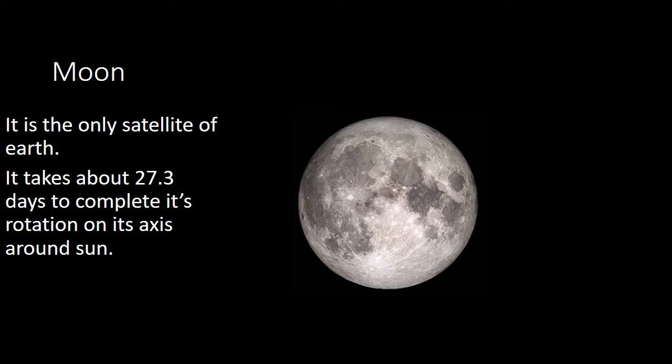It takes about 27.3 days to complete its rotation on its axis. When the Moon is rotating, it takes about 27.3 days. There is no atmosphere on the Moon. There is no life on it, as there is no water and atmosphere. Our first exploration in space was reaching the Moon. When we studied it, we found that life is not possible there because there is no water and atmosphere.